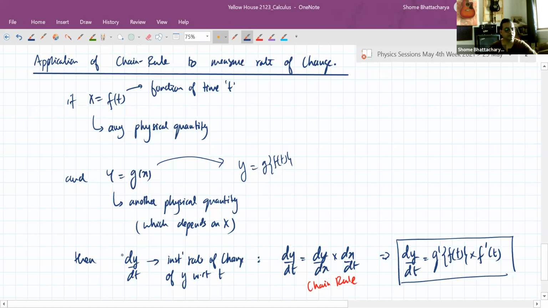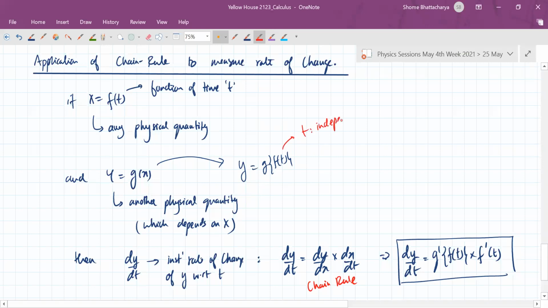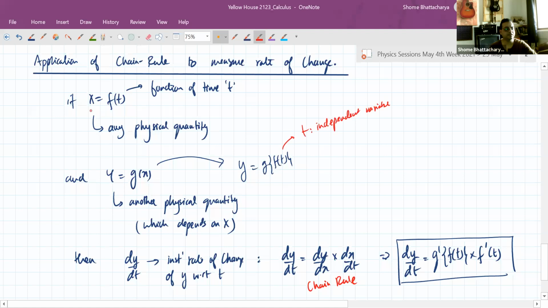Okay, so that is why we are talking about the rate of change of y with respect to time, ultimately. So time is the one which is the independent variable here. So t is the independent variable. And x is also dependent on t. And via x, y is also dependent on t.